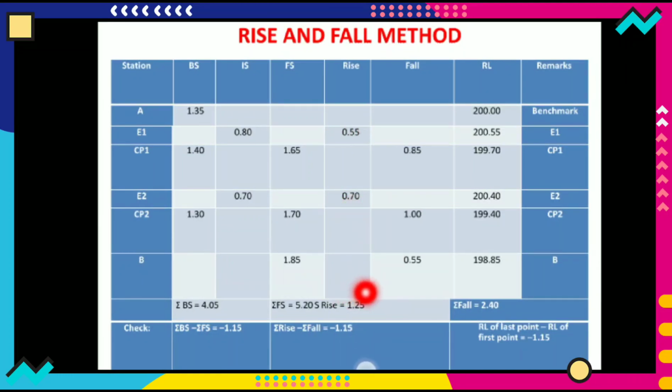written in the fall column. Okay, and we add all the rises, 0.55 plus 0.70, so the summation of rise is equal to 1.25. Like that we add all the falls, 0.85 plus 1 plus 0.55, summation of fall is equal to 2.40.